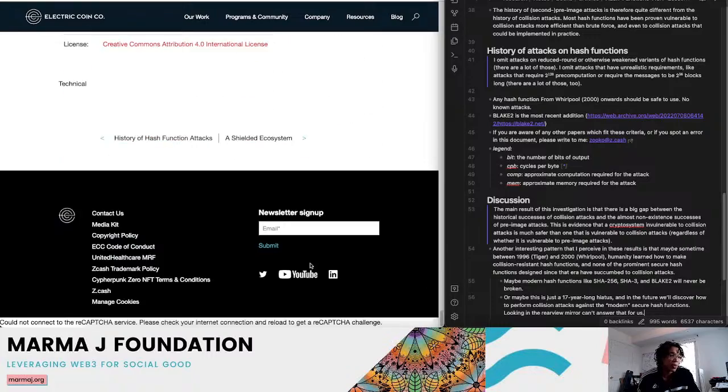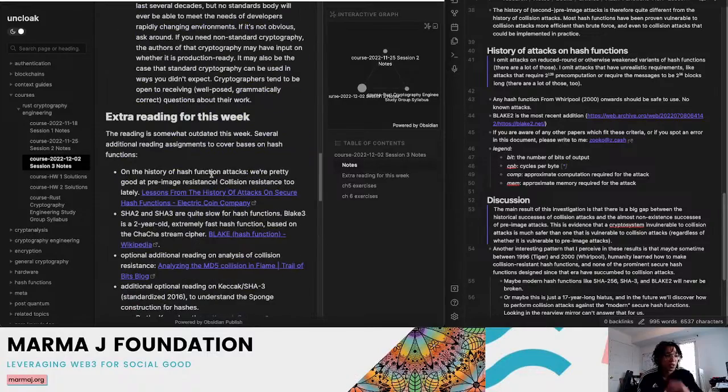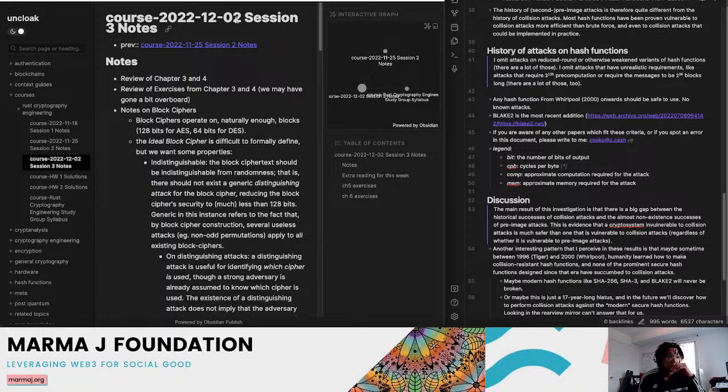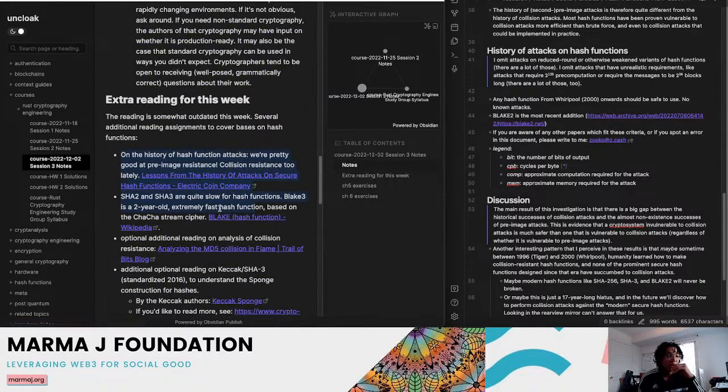So, pretty good paper. And Thor said that this was his favorite out of the course reading. So on oncloak.org, for session 3 notes. Again, you can go to courses, Rush Cryptography Engineering, session 3 notes, and go to the bottom. You can see the extra reading. In my opinion, very good article so far.